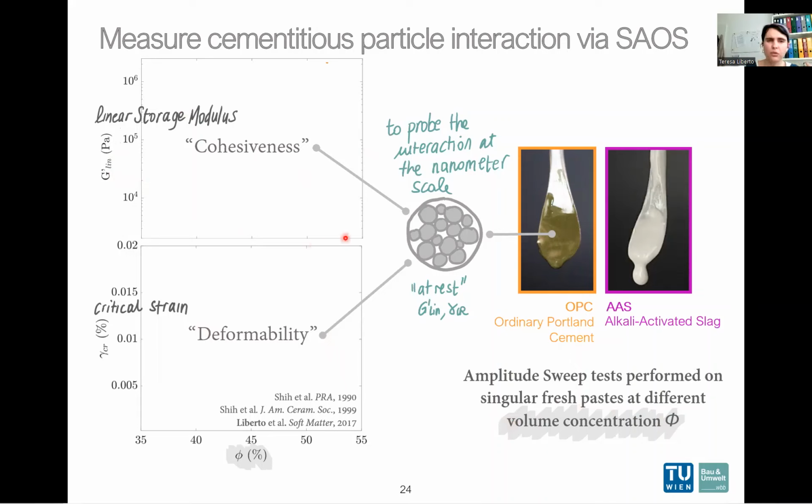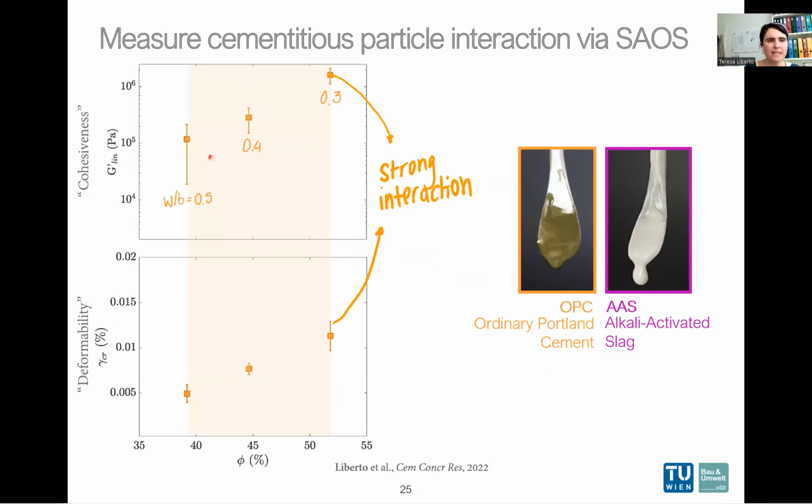We want to do that to probe the interaction at the nanometer scale at rest, so not staying in the solid-like regime. Here you can see the linear storage modulus and the critical strain as a function of phi, or as a function of the water to binder ratio, for an ordinary Portland cement. We use a power law with the model proposed by Shi and co-workers, and we see the trend of these two values as a function of phi.